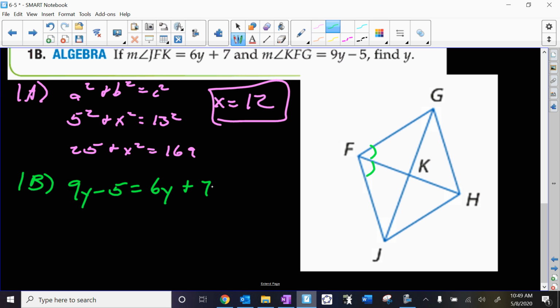I'm going to subtract 6y over, that's going to get me 3y. I'm going to add 5 over, that's going to get me 12. So y is going to be equal to 4 in this case.